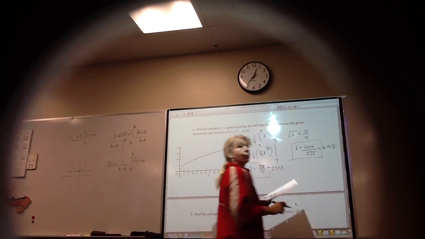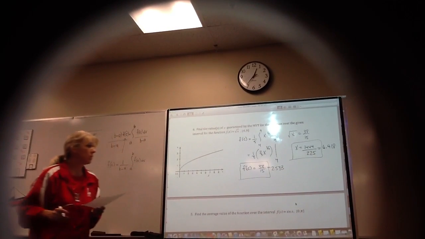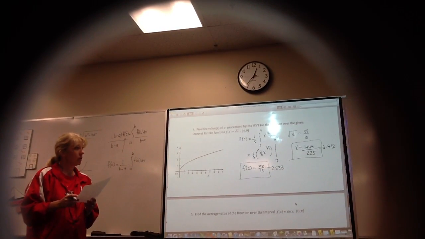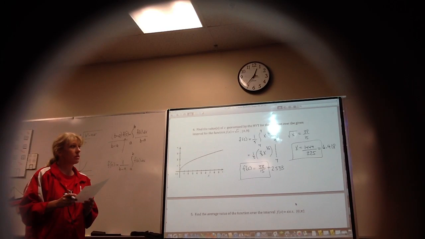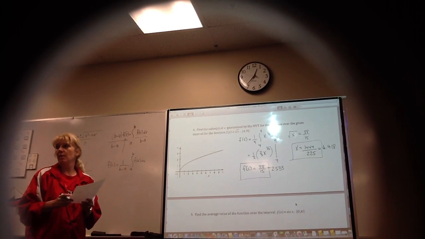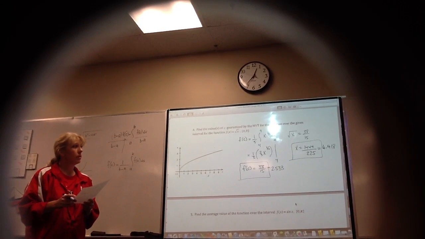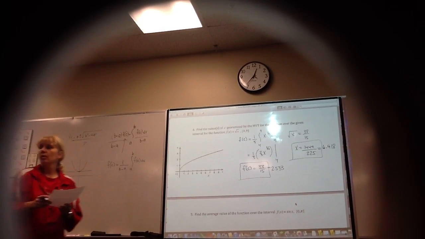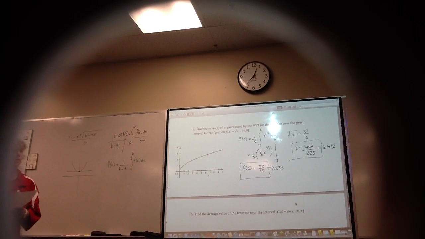Someone's in a football mood. Why is that 6.4? That's the result of taking 1,444 and dividing it by 225, as a decimal. If you times that one by 2. Why would you times it by 2?